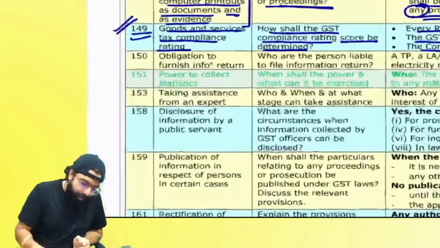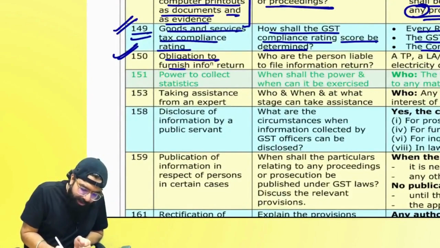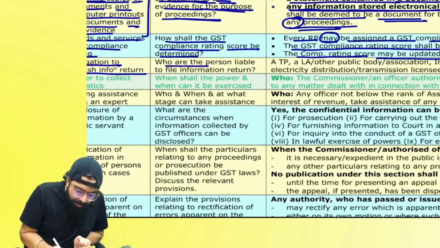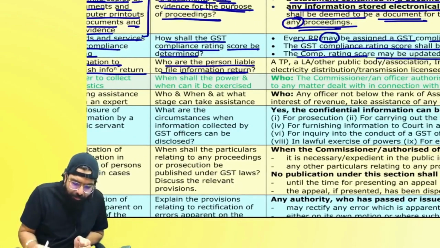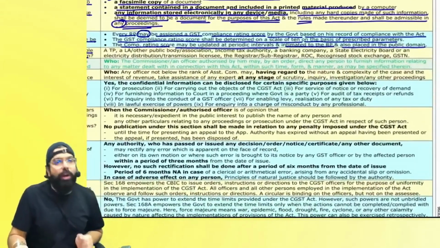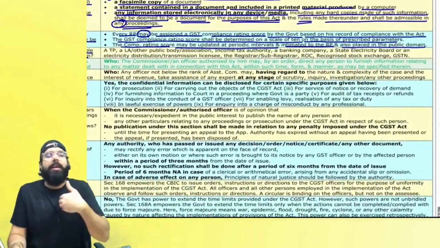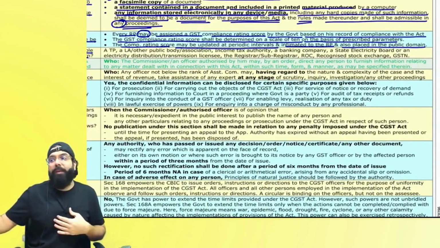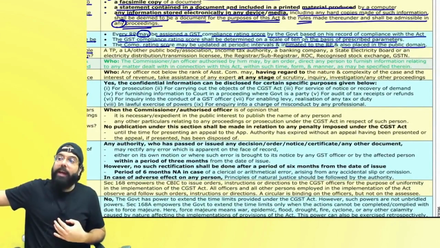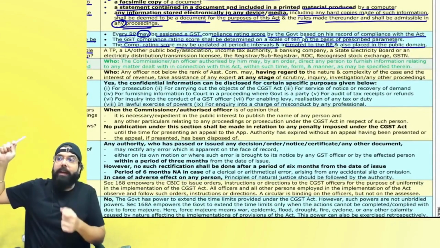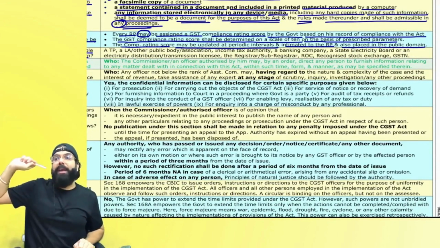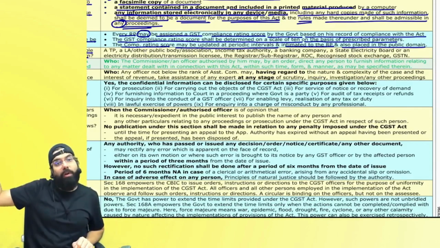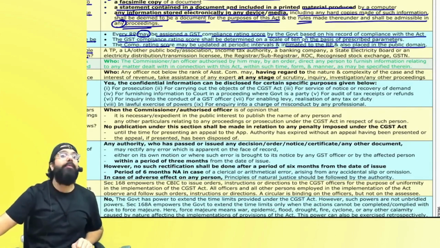Next, the obligation to furnish information return. Who are the persons liable to furnish information return? In the exam, if they ask you, remember what an information return is. Information relating to me will be taken from a third party, like the registrar office, or a bank. If the government wants to take my information from those people, it will tell them to submit an information return.